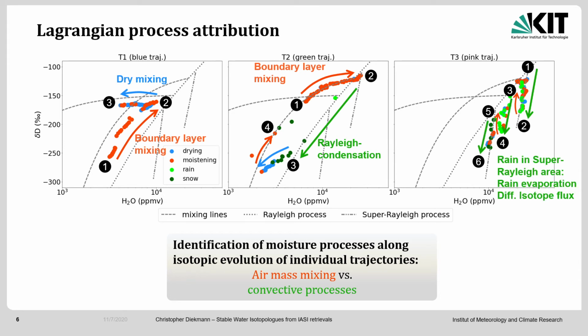In statistical studies that are not shown here, we could give evidence that these theoretical process curves are not only representative for these single trajectories, but for the whole ensemble of backward trajectories for the Sahel.